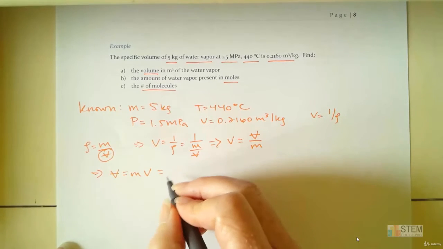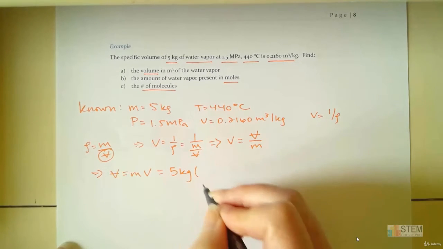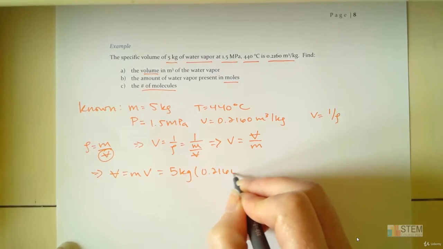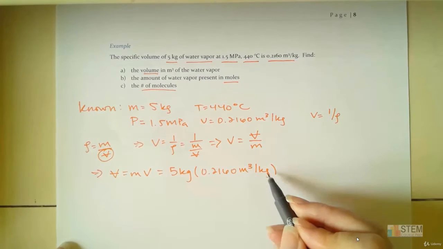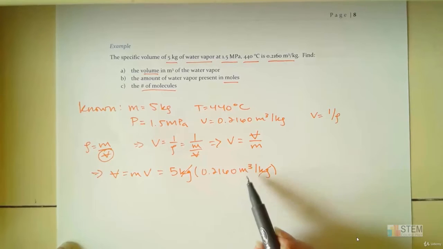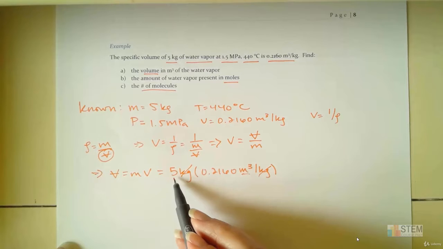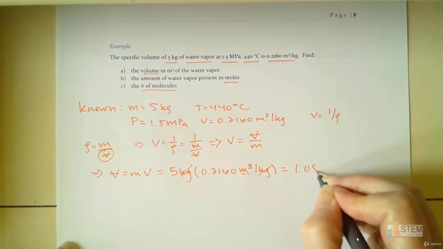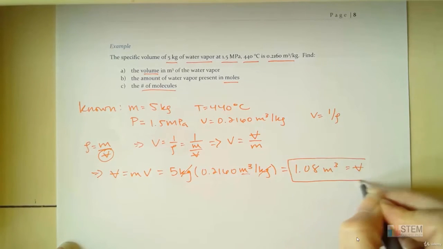So let's plug in our values, make sure you keep the units. I know it's kind of a pain, but I promise you it pays off in the end. So we've got 5 kilograms times 0.2160 cubic meters per kilogram. Now let's cancel our units, make sure they work out. Those two cancel. So we're left with cubic meters, which is what we were wanting. So that looks good. Now let's multiply these numbers and we'll get our result. So we get 1.08 cubic meters. So that's your volume of water vapor.